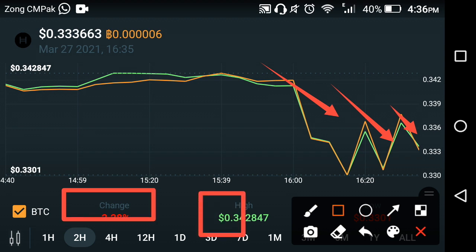And the high price of Hedera Hashgraph in the previous 2 hours is $0.342847. So that's the live price prediction of Hedera Hashgraph in the previous 2 hours and 1 hour.